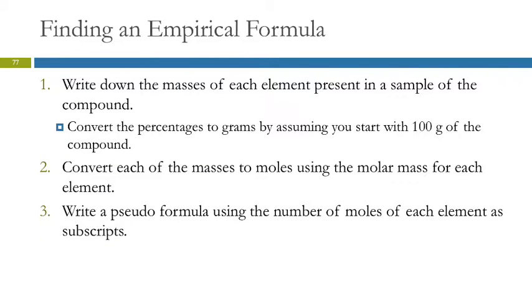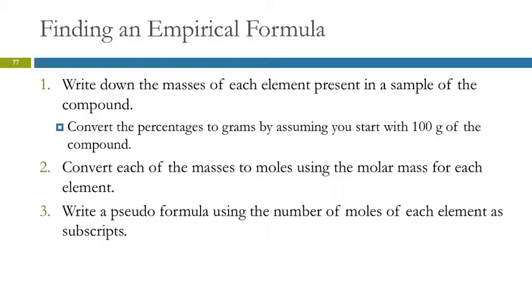So here are steps for those of you that like steps. Start out with the mass of each element present in the sample. Sometimes you're given a percentage. If you're given a percentage, convert those to grams by assuming that you're dealing with 100 grams of the sample. If it's 57% oxygen, and you say, well, if I have 100 grams of the sample, then I have 57 grams of oxygen. So that's very easy.